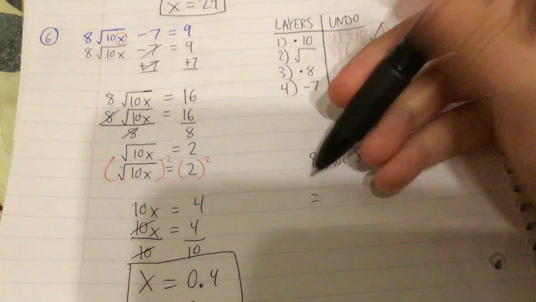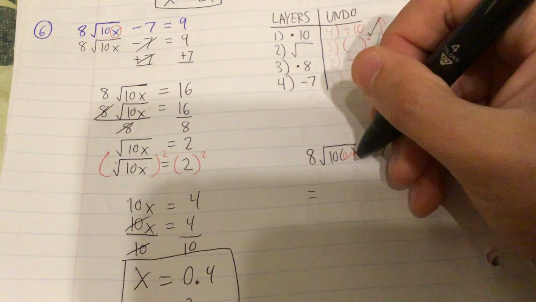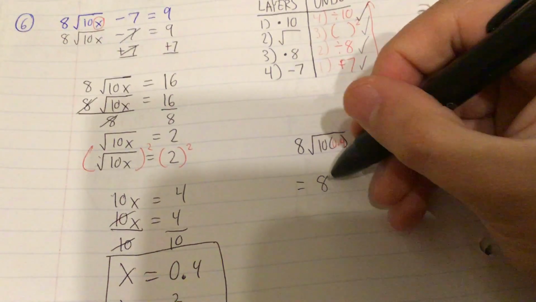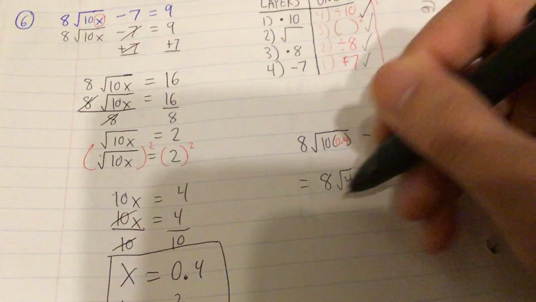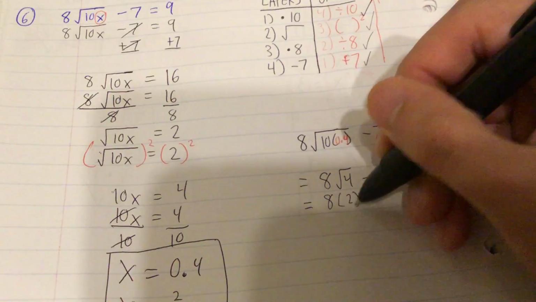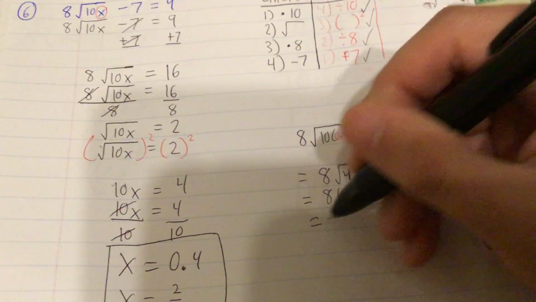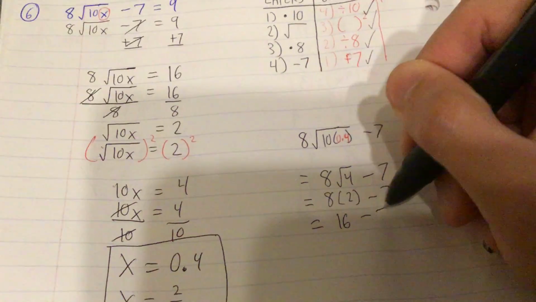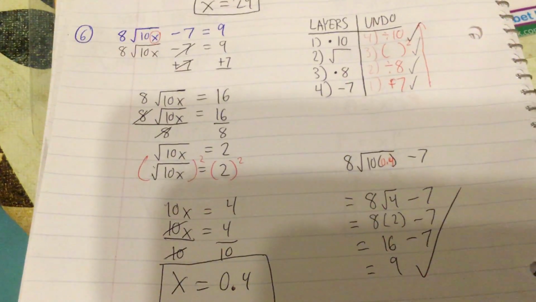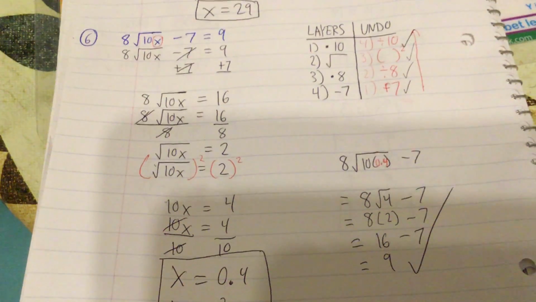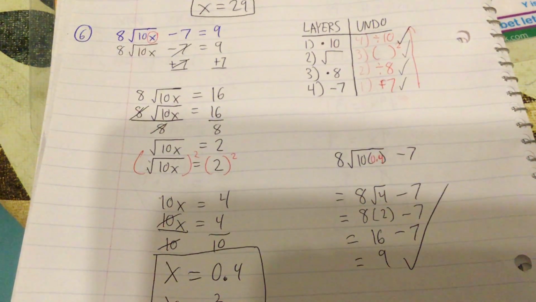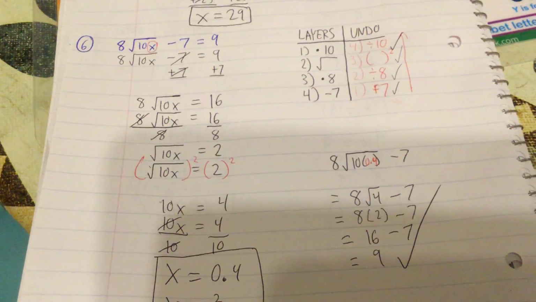So I've got 0.4 goes in for x. 10 times 0.4 is 4, so 8 radical 4 minus 7. 8 times the square root of 4 is, we've got 8 times 2 minus 7. 16 minus 7 is 9. Happy birthday to the radical. That's what we wanted all along. We're going to do harder examples with this. We're going to have cube roots, maybe fourth roots, maybe a fraction in the exponent, like 3/2 power, and how to undo that.